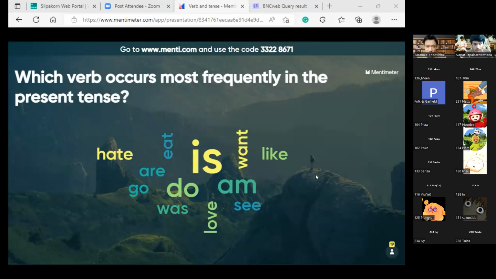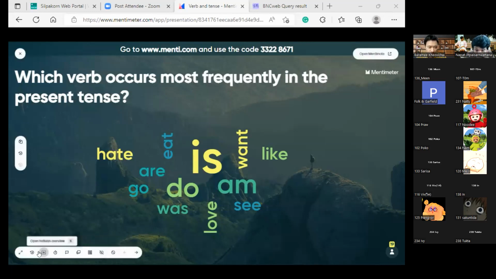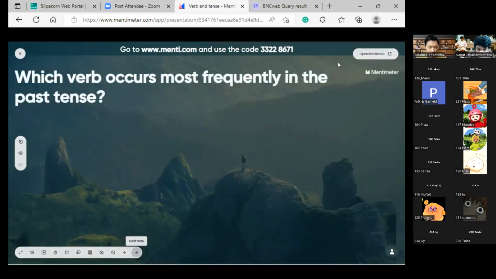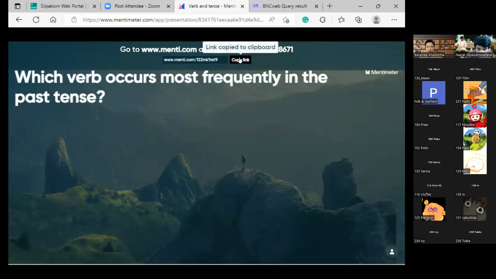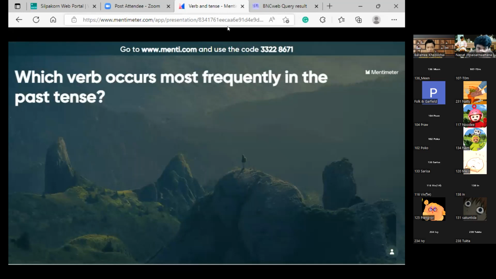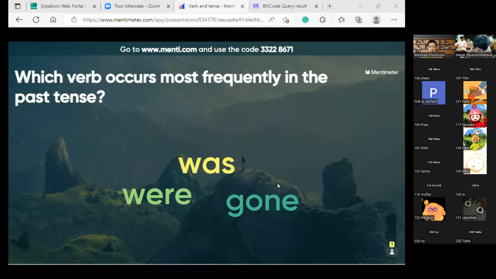This time we are going to look at the words that are used in the past tense. You can use the same link, I think it's the same one, right? Yes, it's the same one. But this time I'd like you to type the verb that you think is used most frequently in the past tense, like whenever you read or listen, you tend to see that these are in the past tense.